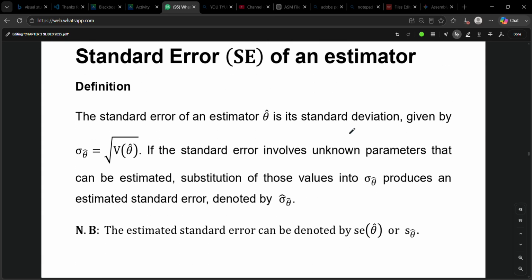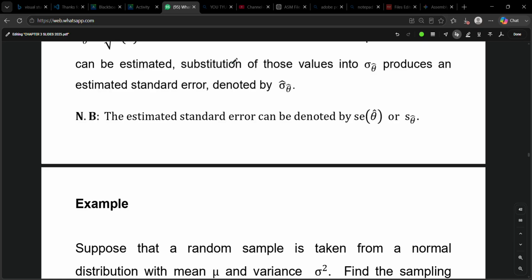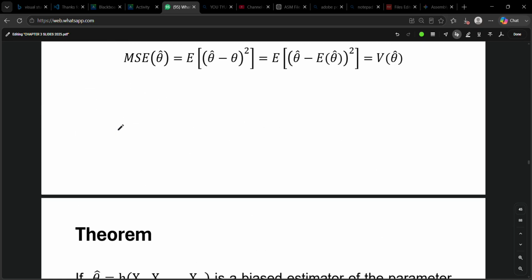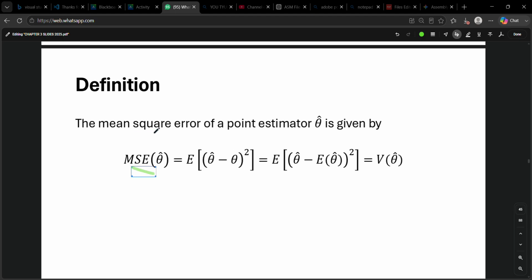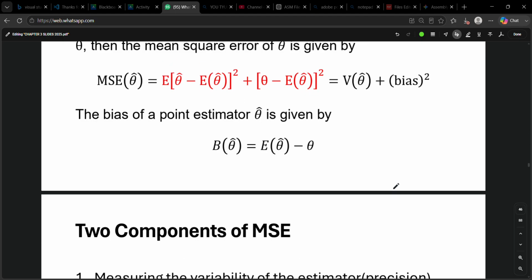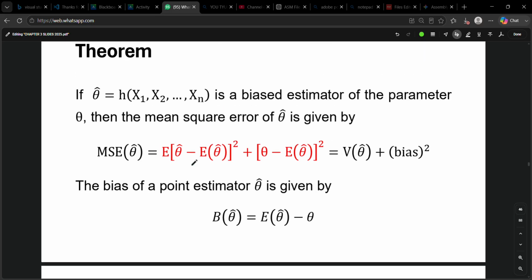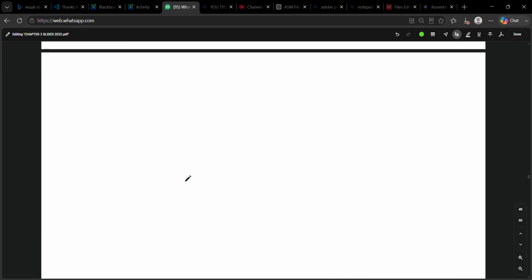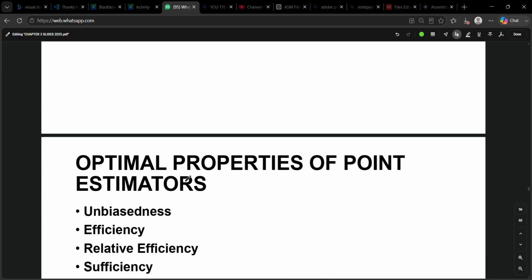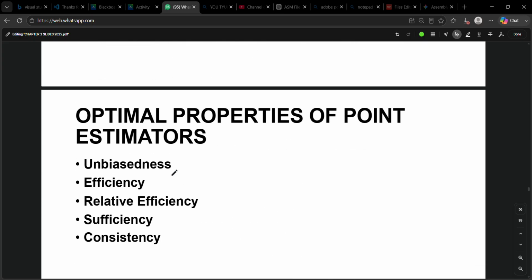The standard error, this is the definition of the standard error. We know it is the square root of the variance. Then the mean square error is given by this. Okay, I'm going to stop the recording here because this is more of calculations.